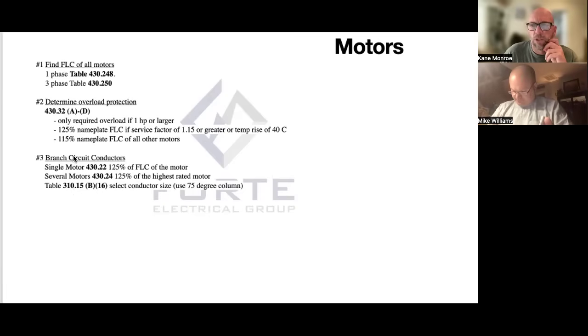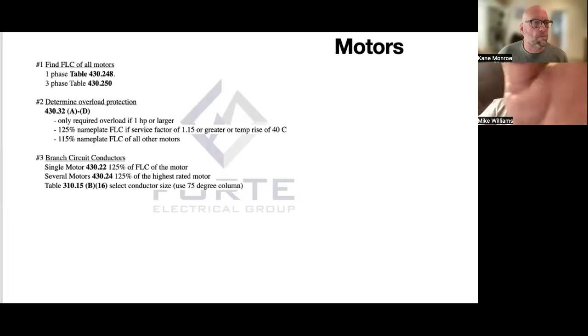So it's the branch circuit conductors. And remember, when you're doing your motors, you use the 75-degree column to pick out your wire size. Don't use the 60, don't use the 90, use the 75-degree column. Yeah, I struggle on conductor sizes too. All right. So the 125% and the rest of them together, that's already impregnated in my head for some reason. So I just have to remember that that's step 3.